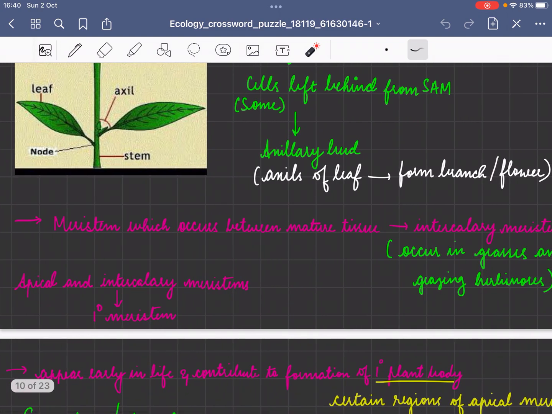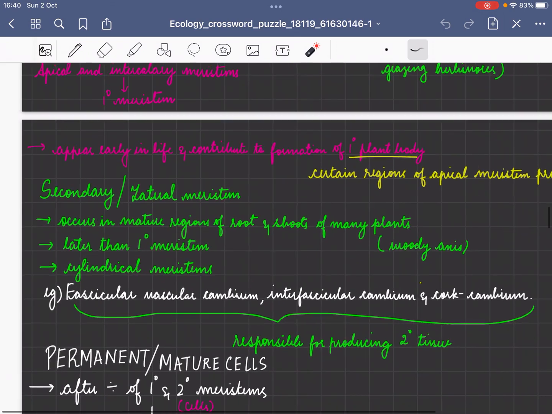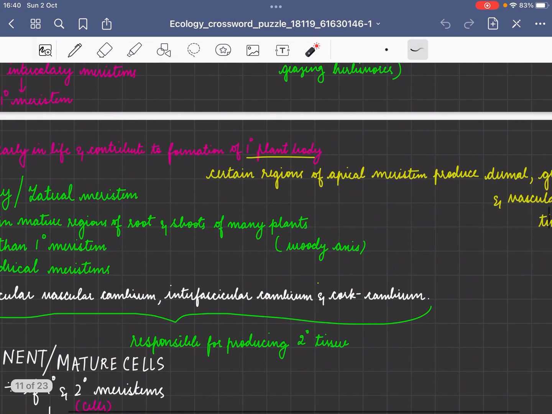Apical and intercalary meristem together form the primary meristem. Why they form the primary meristem is pretty important, but it's just a one-liner. Basically, the apical meristem and the intercalary meristems appear early in life and contribute to the formation of the primary plant body. So what is the primary plant body?